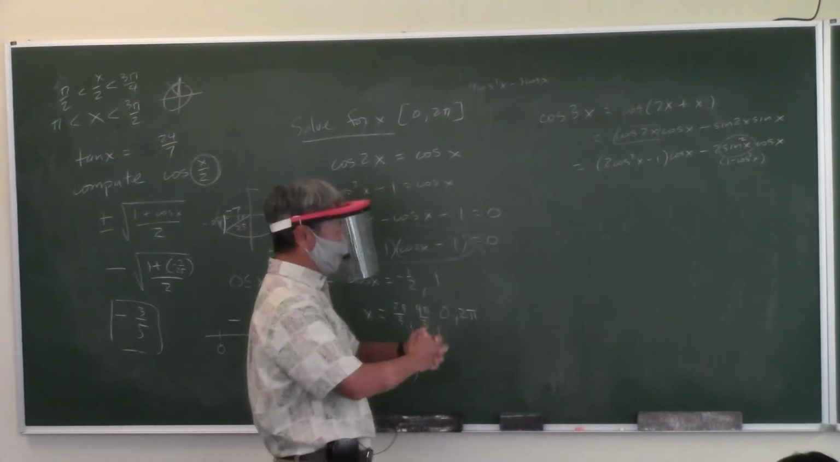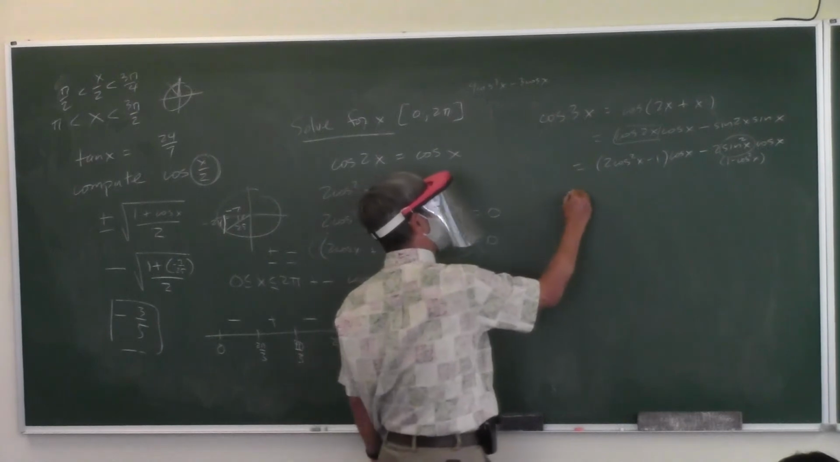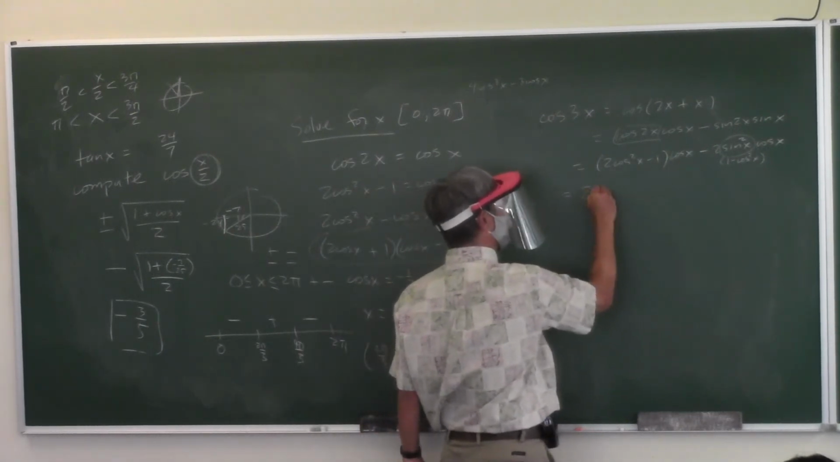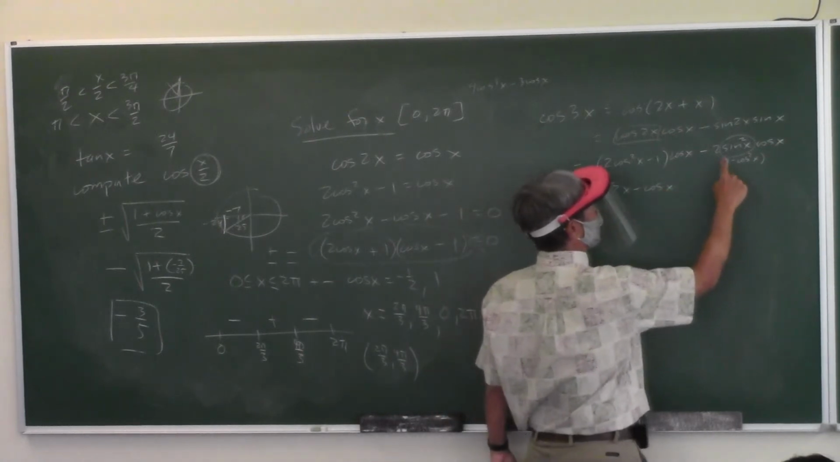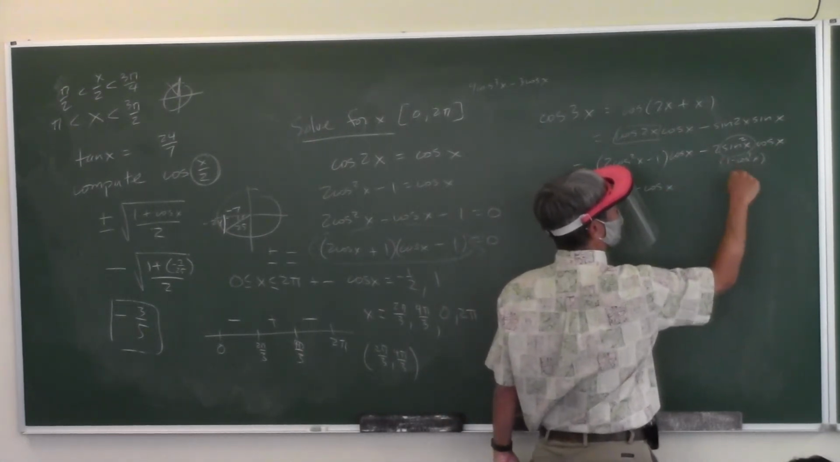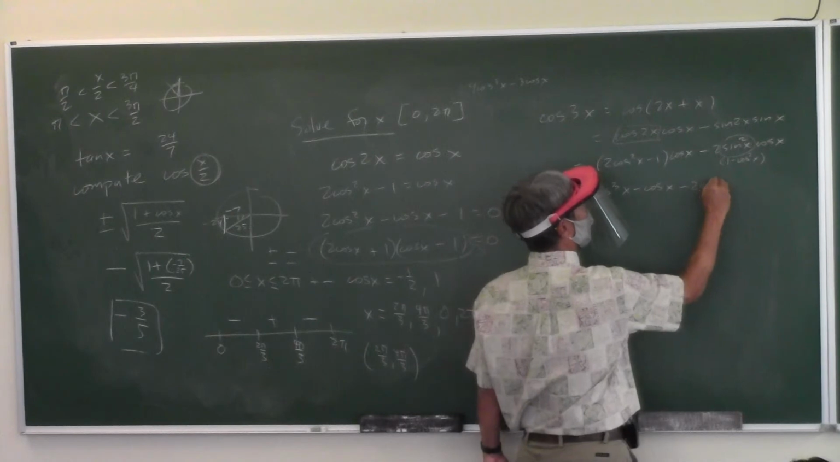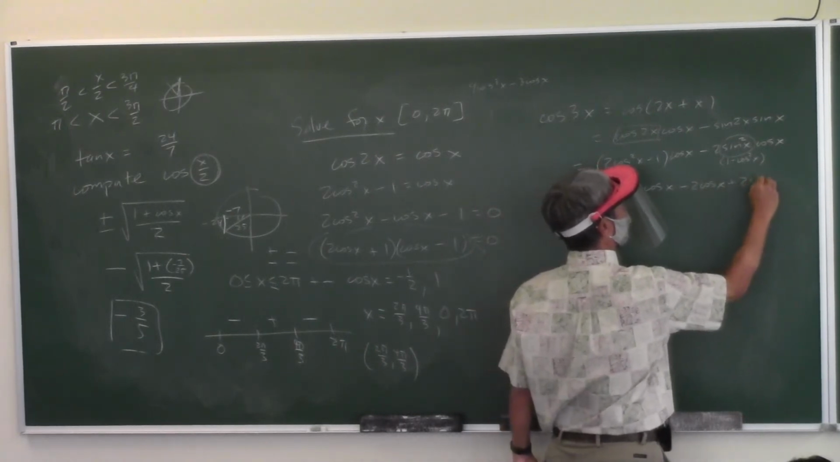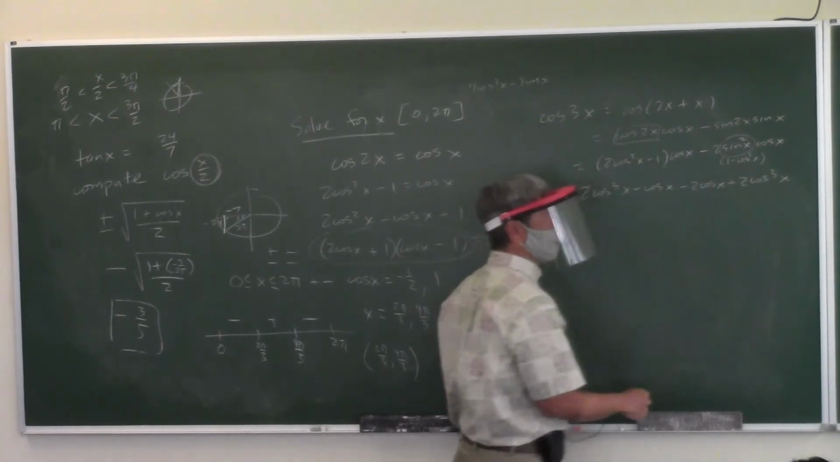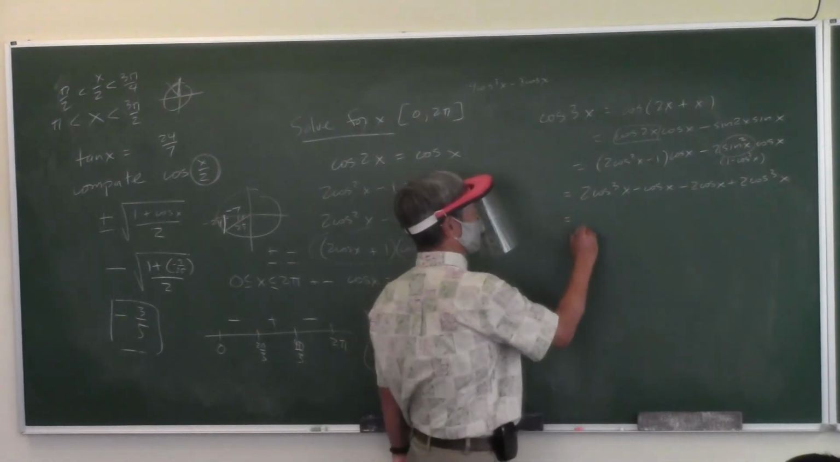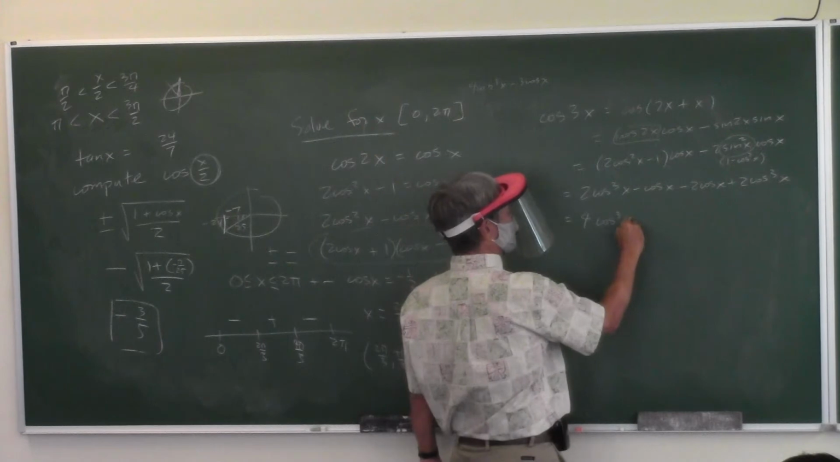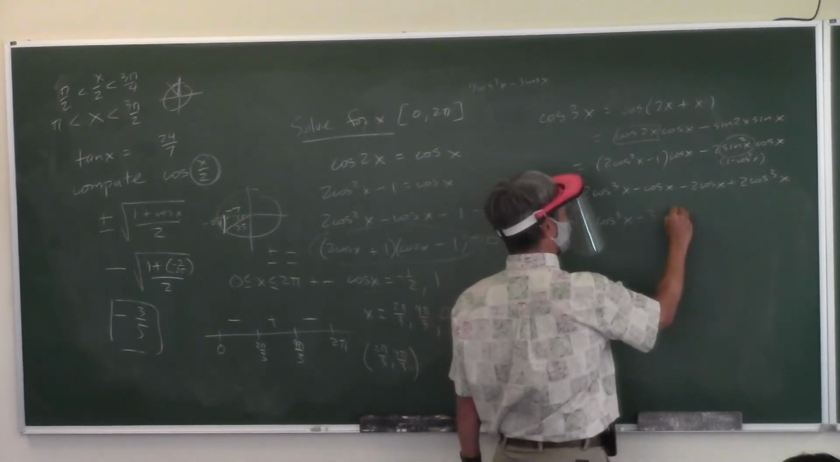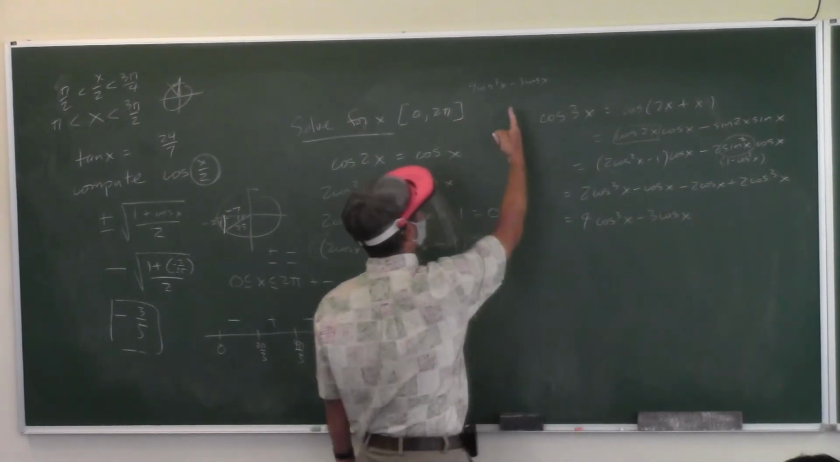All you have to do now is just multiply it out. Okay, let's multiply it out. Distribute. And then negative 2 cosine x distributed here. This is just algebra, you know. Okay, so what do we have? 4 cosine cubed x minus 3 cosine x. There you go, triple angle identity.